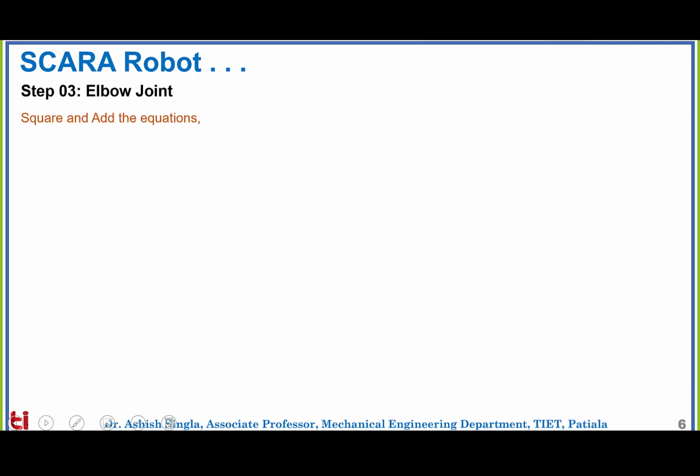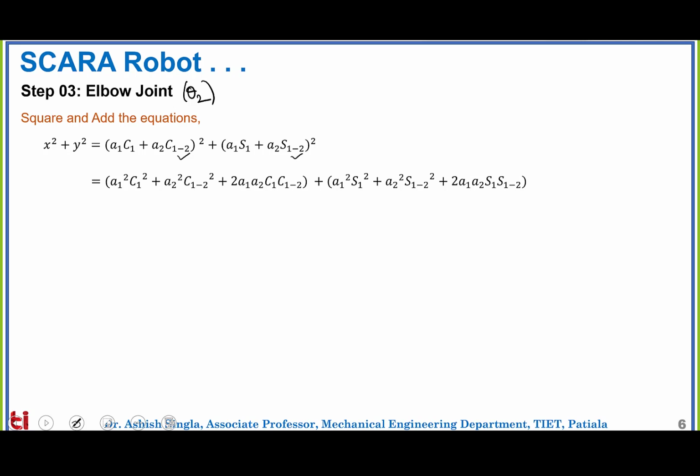So let's go to the first joint, which is called the elbow joint, or theta 2. We'll square and add the first 2 equations, regarding x and y. So we take x squared plus y squared, which will give you this equation. The first bracket corresponds to x and the second bracket corresponds to y, and we can now expand them. The first term is a1 squared c1 squared plus a2 squared c1 minus 2 squared plus 2 a1 a2 c1 c1 minus 2, and correspondingly the next entries for the sines. And then we can collect the terms.